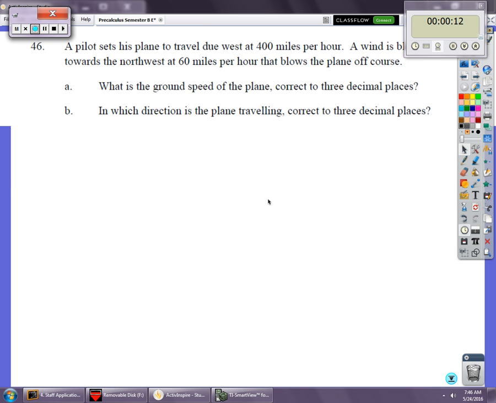Okay, number 46. Number 46 says a pilot set his plane to travel due west at 400 miles per hour, and a wind is blowing towards the northwest at 60 miles per hour that blows the plane off course. Okay, and we want to know the ground speed of the plane, correct to 3 decimal places, and we want to know which direction the plane is traveling, correct to 3 decimal places.